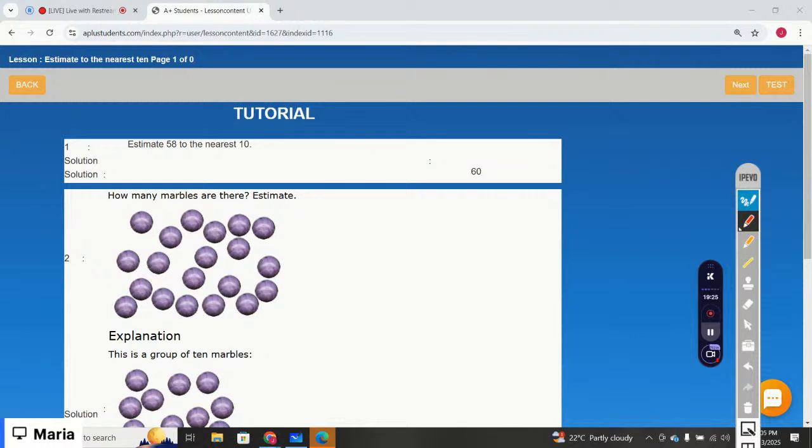So you have 58, right? 58 is between two tens, which two tens, 50 and 60, right? 51, 52, 53, 54, 55, 56, 57, 58, 59. This is 58. You can see 58 is almost near to 60. Isn't it just one number away from 60? So you can estimate 58 to 60 because 58 is near to 60, right?